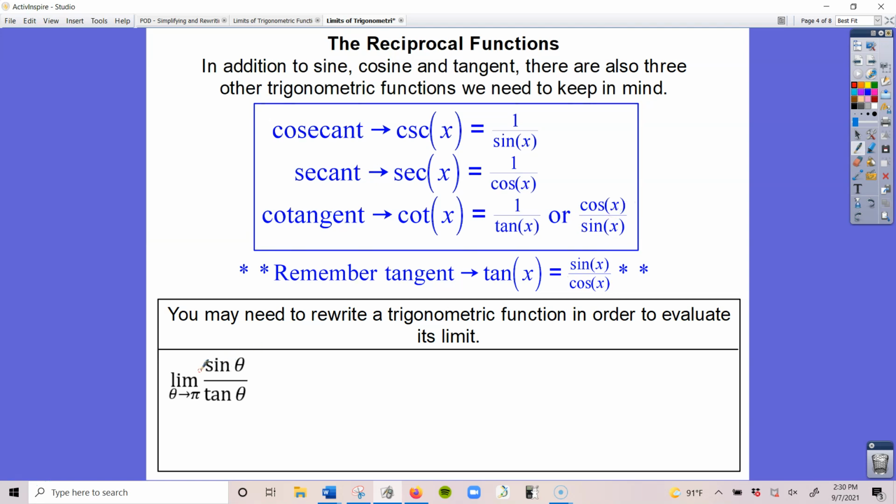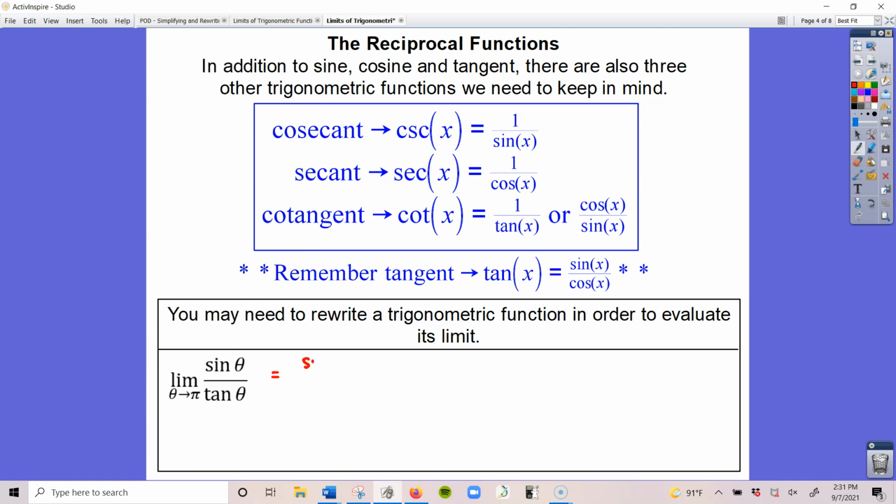So here we have the limit as theta approaches pi of sine of theta over tangent of theta. If you were to try to find the tangent of pi, right, by plugging in the pi, we would end up with 0 in the denominator. So let's see if we can rewrite this so that I can find this limit. One of the easier ways of working through these, especially if you don't have any exponents, is to rewrite your trig functions using only sine and cosine. So let's try that out.